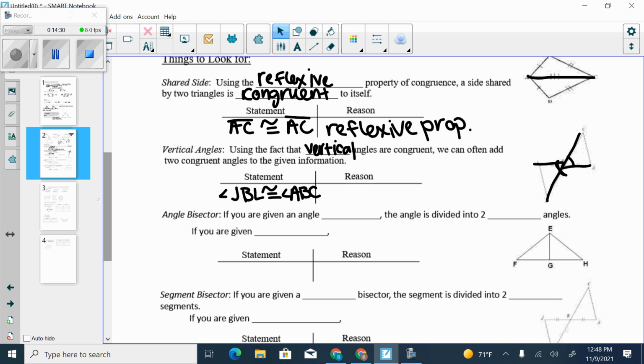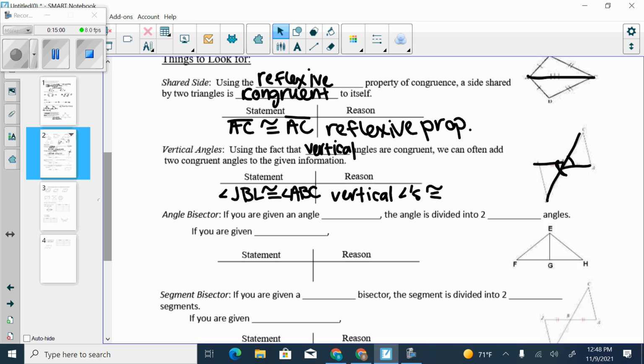So I can say that those 2 angles are congruent because you guys said that they're what kind of angles? Vertical. Right. So that would be our reason. Vertical angles, which we know are congruent. Okay. All right, and then back in our last unit, we talked about angle bisectors.